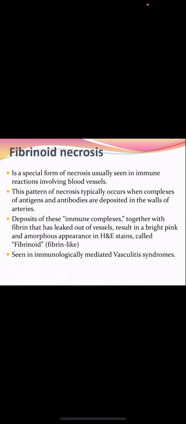Next, fibrinoid necrosis is a special form of necrosis usually seen in immune reactions involving blood vessels. It is most commonly seen in vasculitis or vasculitic syndromes. This pattern of necrosis typically occurs when antigen and antibodies are deposited on walls of arteries. Deposits of these immune complexes together with fibrin that has leaked out of the vessel result in a bright pink amorphous appearance in H and E stains, and these are called fibrinoid.